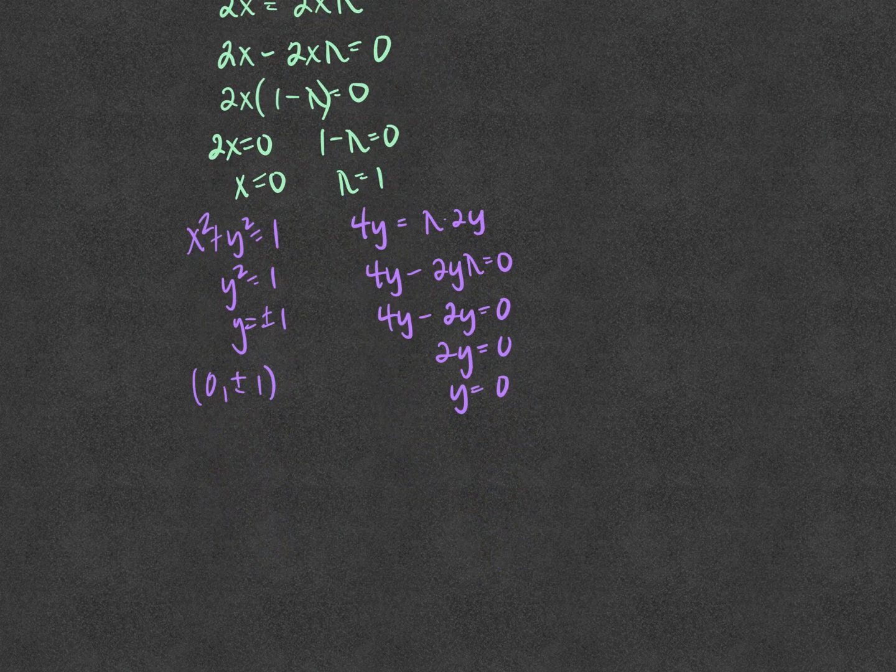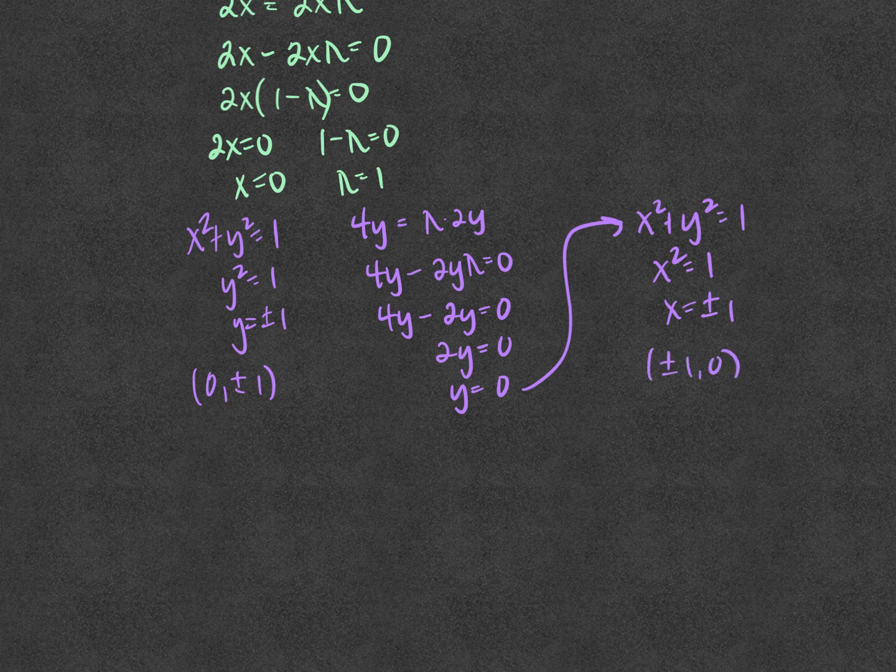Now that we know that y equals 0, let's put that into x squared plus y squared equals 1. So x squared equals 1. So x equals plus and minus 1. Hopefully that wasn't too difficult to follow. So that means that we have plus and minus 1, 0.